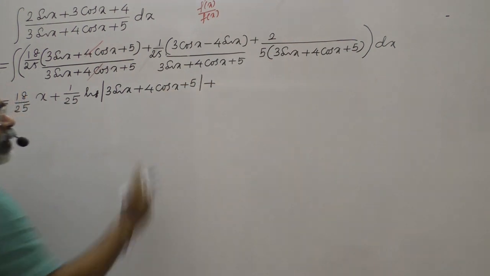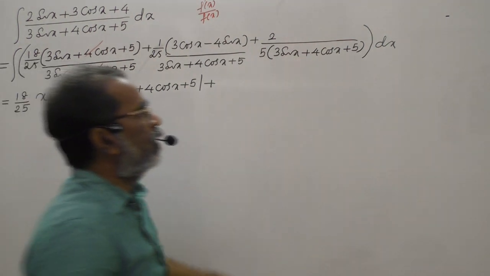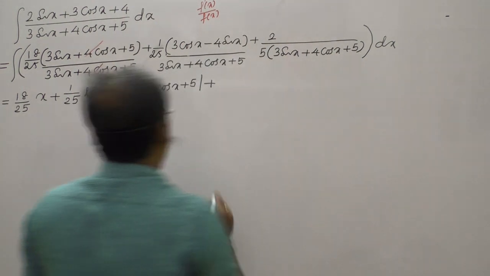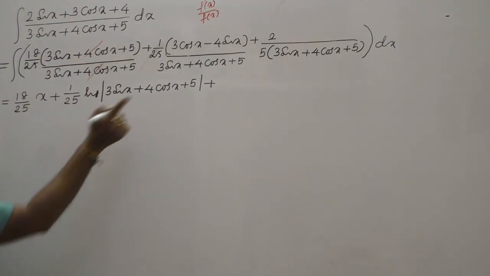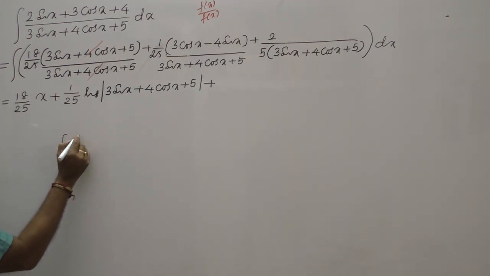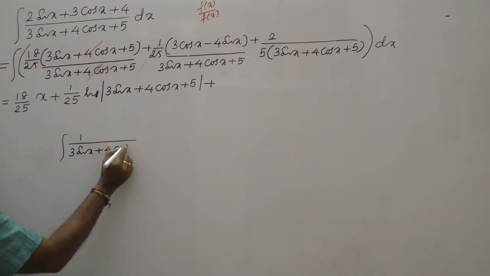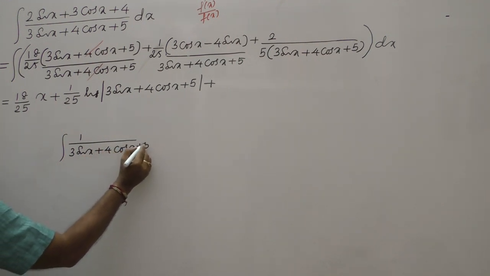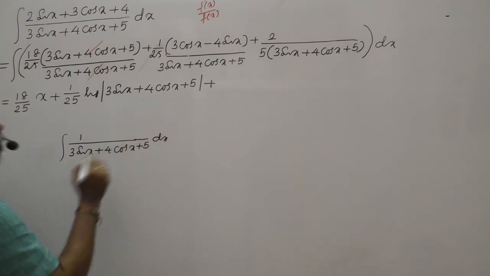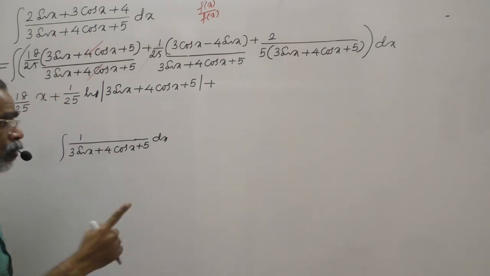Next one. For this again we have to work it out. I will take it separately. I will take only this. I have to find the integral of 1 divided by 3 sin x plus 4 cos x plus 5. What is it? Integration of rational trigonometric functions, type 2.